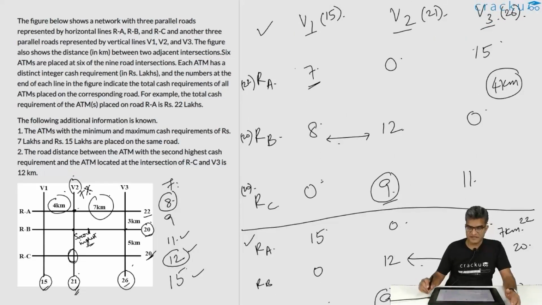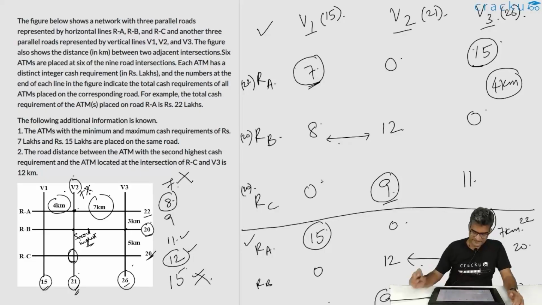The position of 7 cannot be determined uniquely. It is in RA, but whether it is in the intersection of RA and V1 or RA and V3 cannot be uniquely determined. So it is not 7. Similarly, for 15 also we know that it is in RA, but whether it is in the intersection of V3 or V1 is not known. So it is not 15 also.